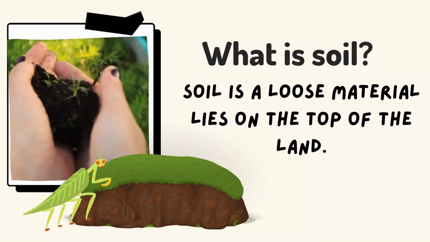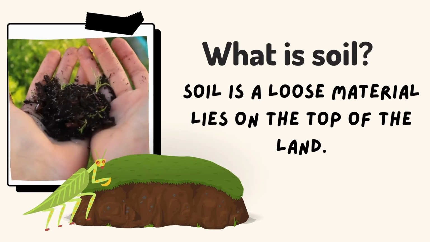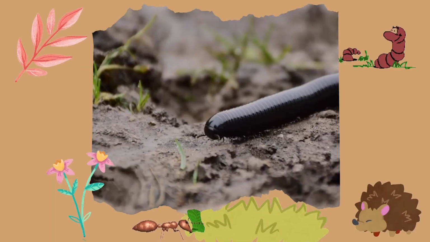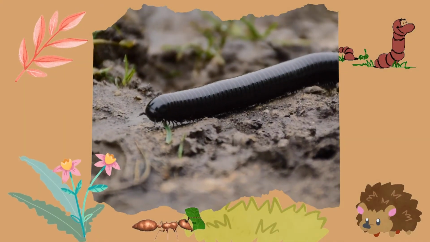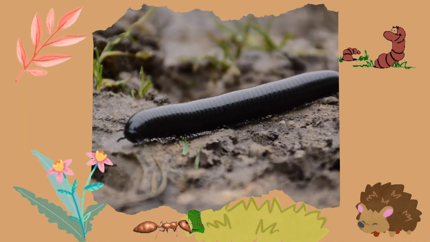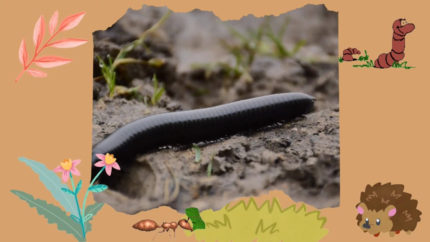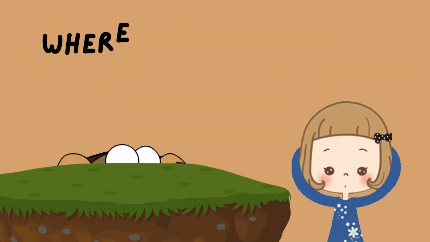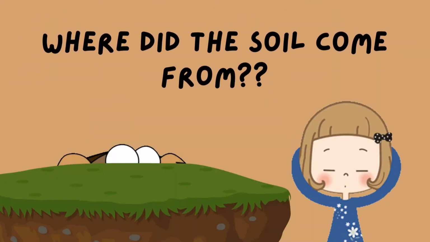Soil is a loose material that lies on the top of the land. Soil is very important for so many living things, as it is a habitat for some plants, animals, and insects. But where did the soil come from?